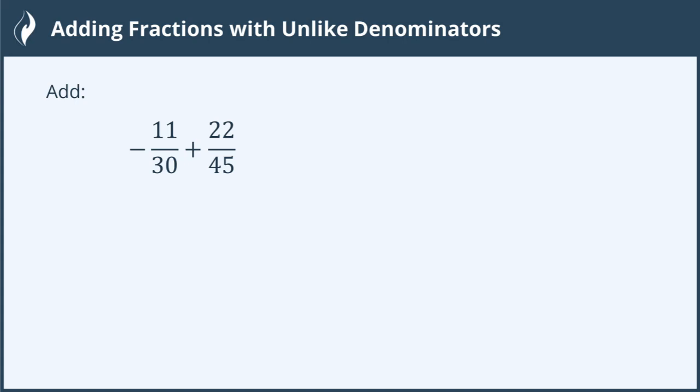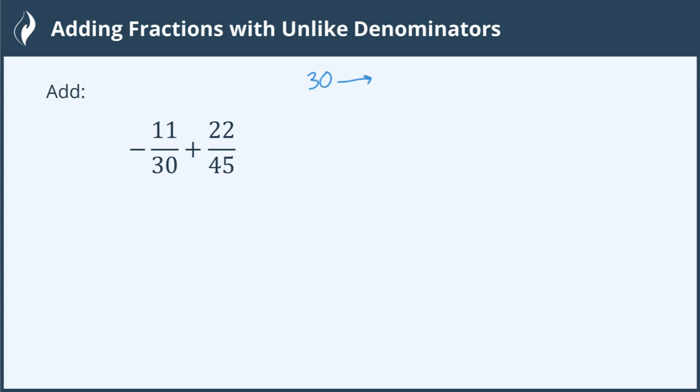When you're adding fractions, it's important to make sure that you have common denominators. In this case, we do not have common denominators. We have a 30 and a 45, so they're not the same. So we need to find the least common denominator and transform these fractions so that they both have the same denominator. Now, if you don't immediately see what the least common denominator would be, one strategy is to start listing the multiples of each number.